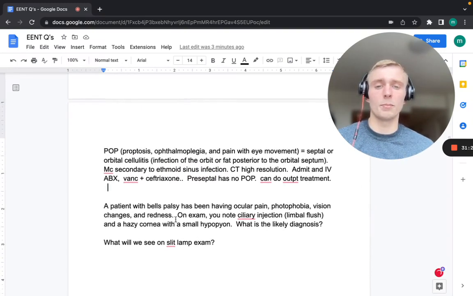Next one is a patient with Bell's palsy who has been having ocular pain, photophobia, vision changes, and redness. On exam, you note ciliary or limbal flush injection and a hazy cornea with a small hypopyon. What is the likely diagnosis? Again, they have Bell's palsy already, with ciliary injection, limbal flush, photophobia, vision changes, and redness. What will also be seen on slit lamp examination of this patient?